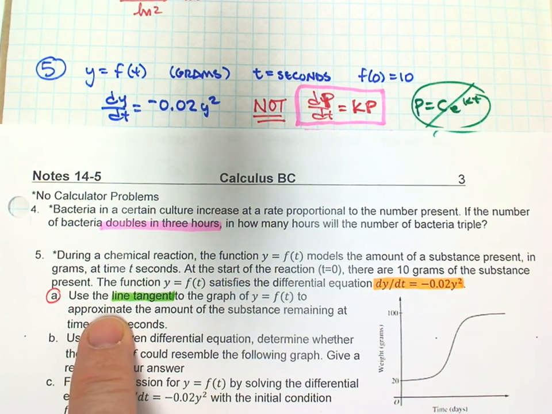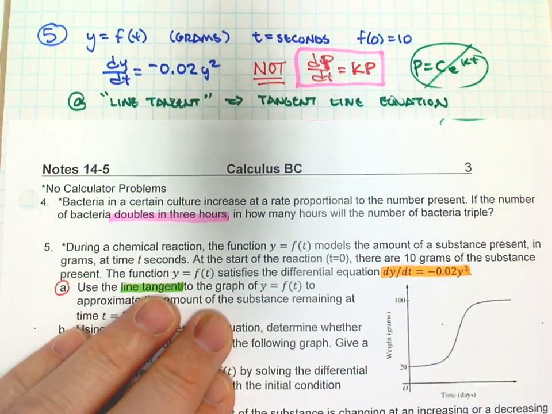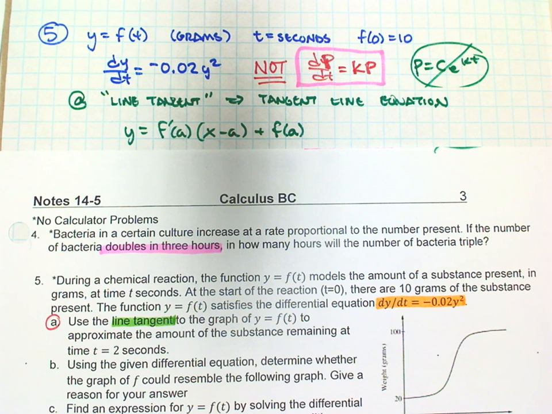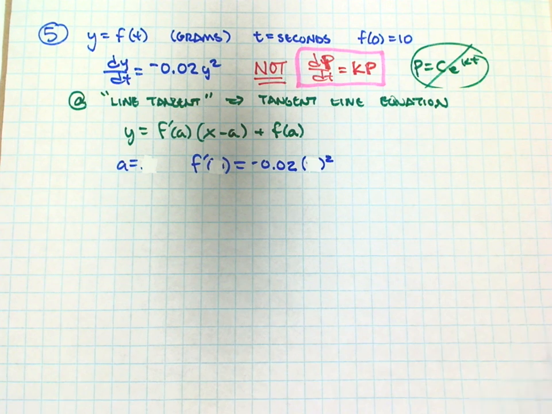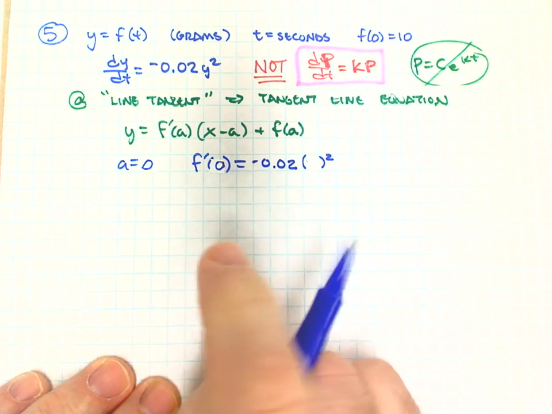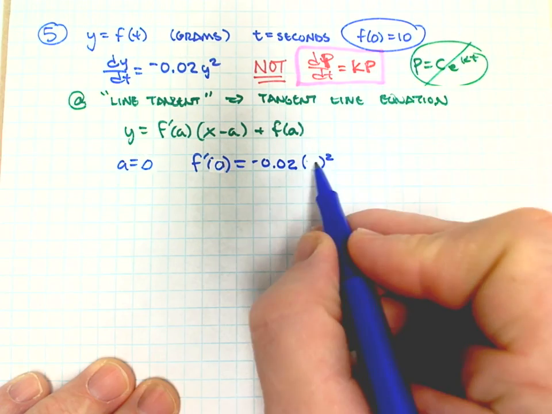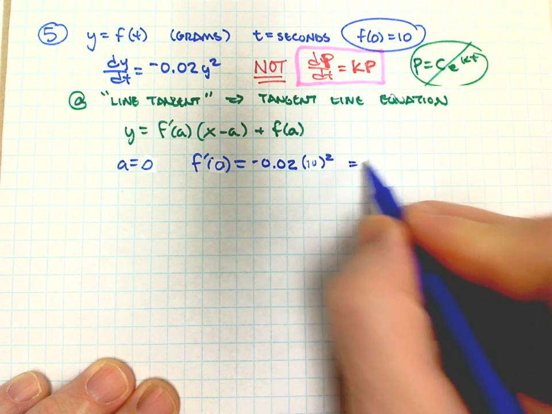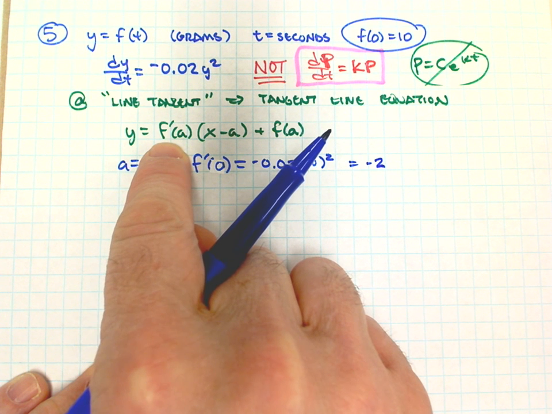Let's go ahead and look at Part A. In Part A, it says let's use a line tangent to the graph. In other words, it's all the way back to Chapter 3 when we did tangent line equations. The line tangent is going to be based upon f prime of a times x minus a plus f of a. Again, using that initial condition, when t was 0, we had a y value, or f of 0, is 10. So we're going to substitute that into this equation here, and when we square the 10 and multiply that, this will give us -2. That's our f prime that we're solving for.